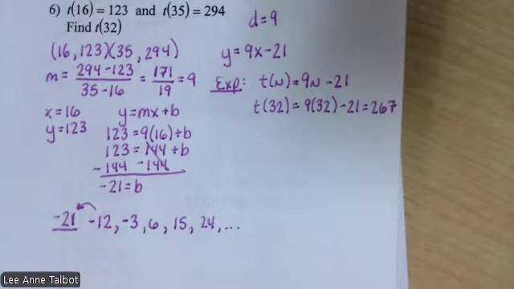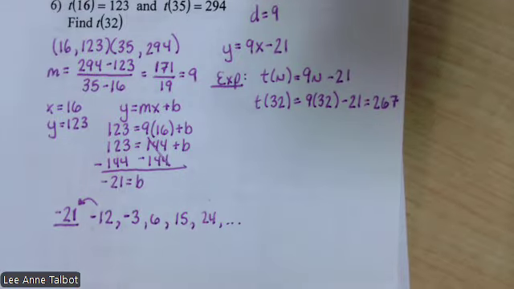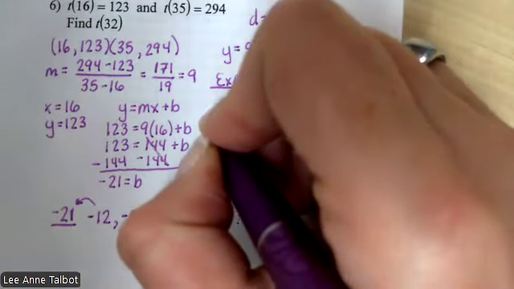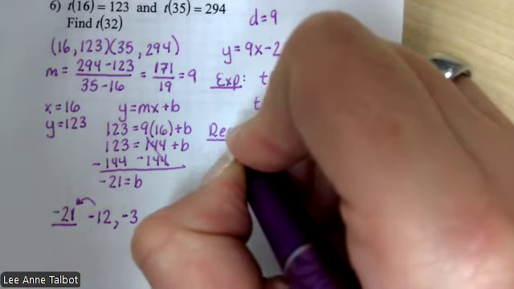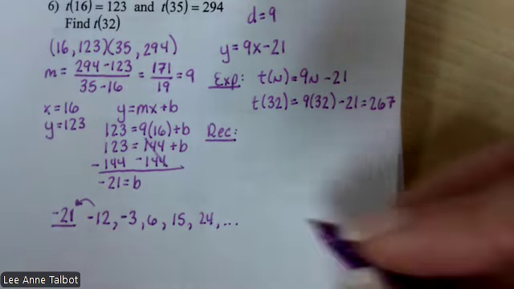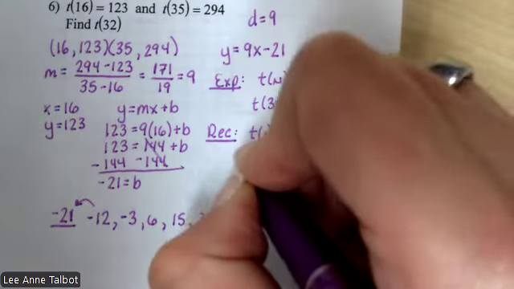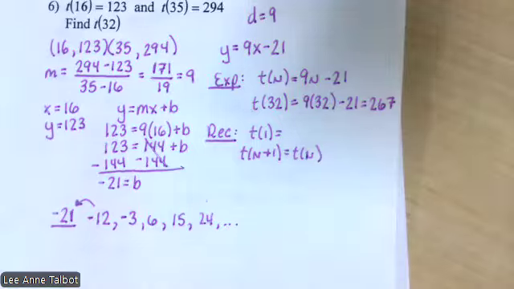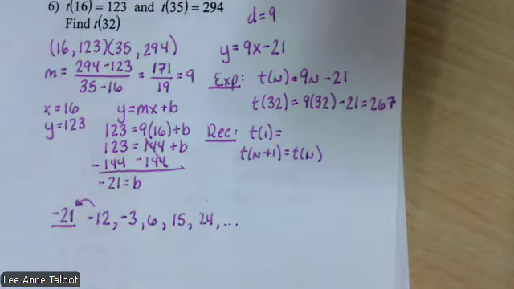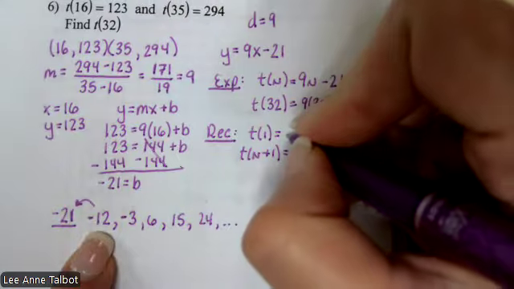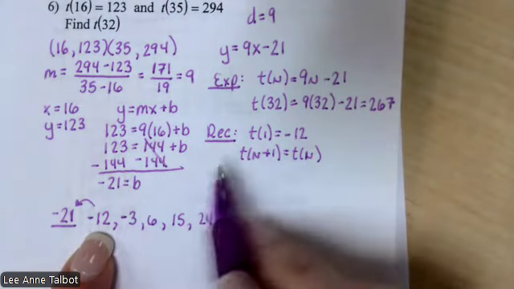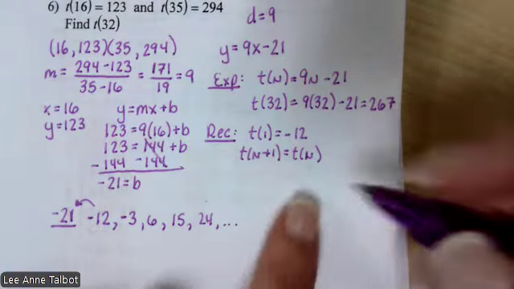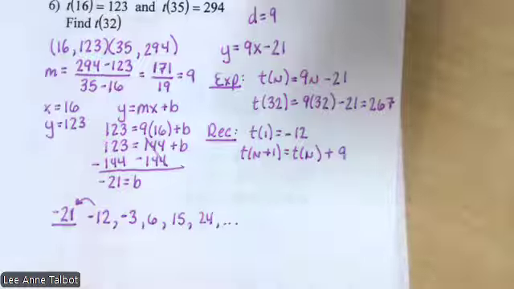Okay, what's the last thing I need to do? Your favorite, recursive. Okay, so I just wrote that down straight out of memory every single time, the same thing. Term 1, I'm getting these answers from my sequence down here. Term 1 is negative 12, and they're going up by 9 each time.